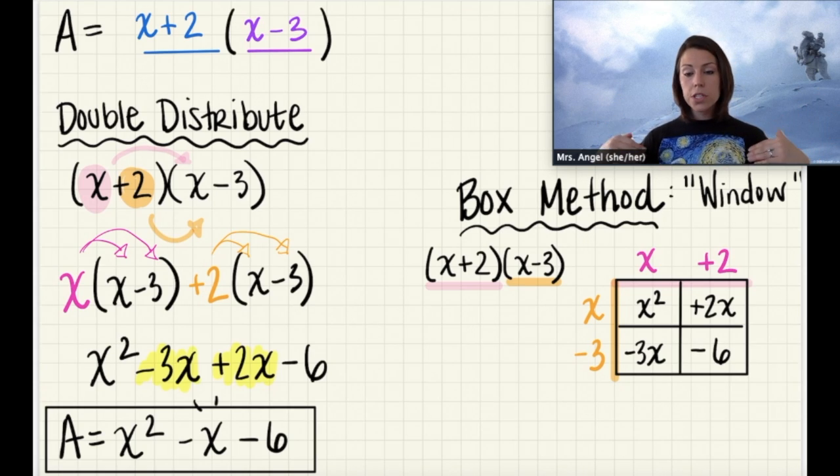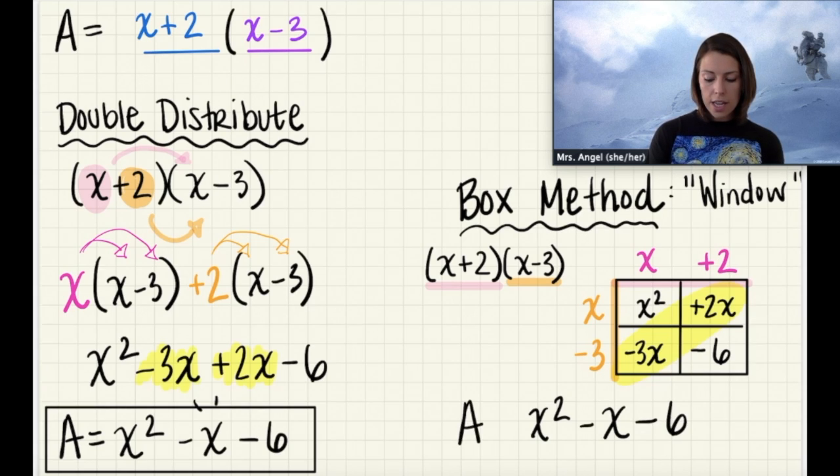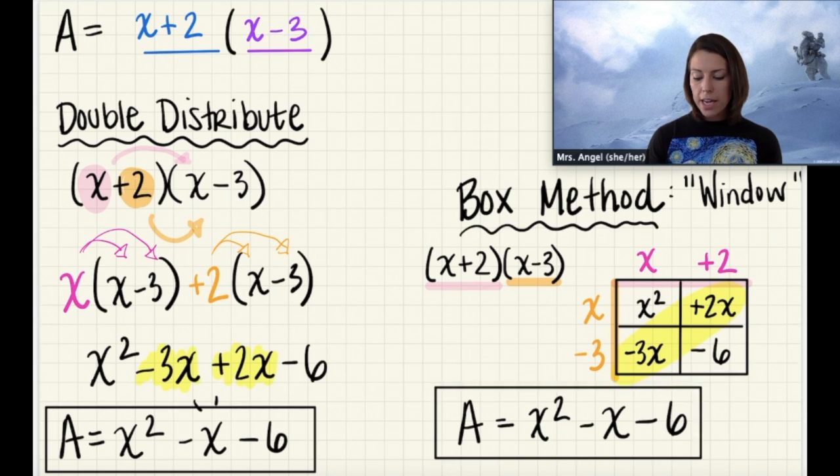Now let's pull all of the terms out of the window. So I see x squared, and then again, I see some like terms that can be combined. How about that 2x and negative 3x? That's a negative 1x, and then pull out the negative 6. And there is your area. The area of that rectangle was x squared minus x minus 6.